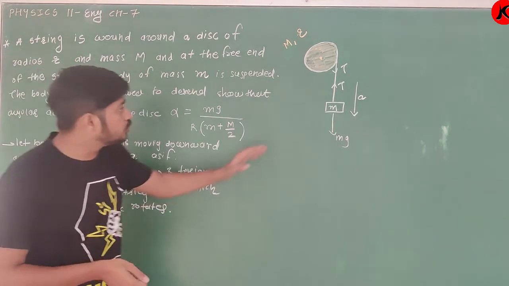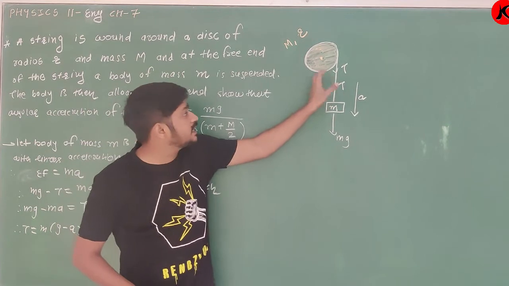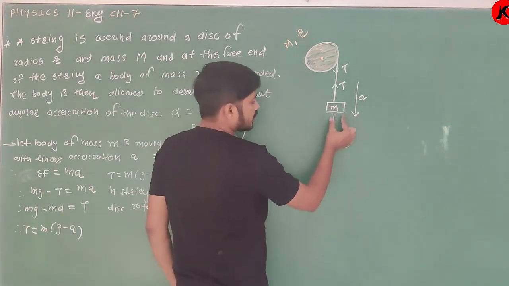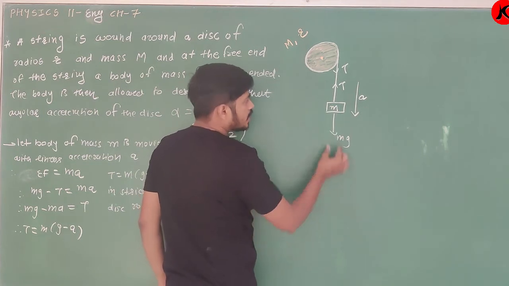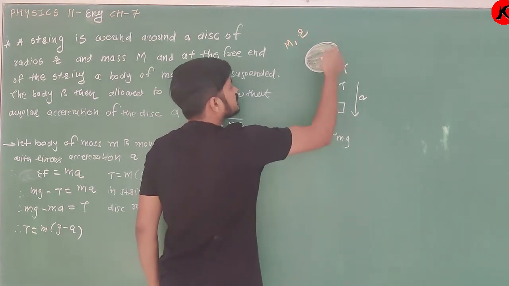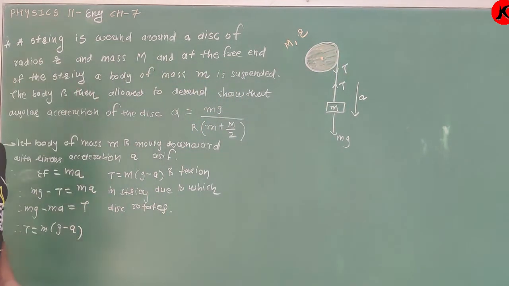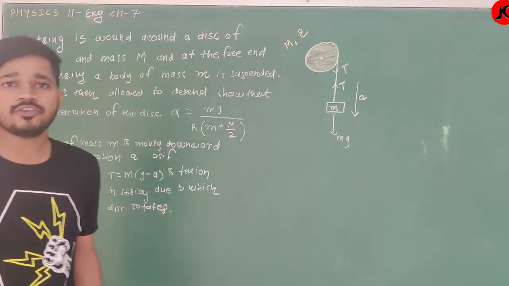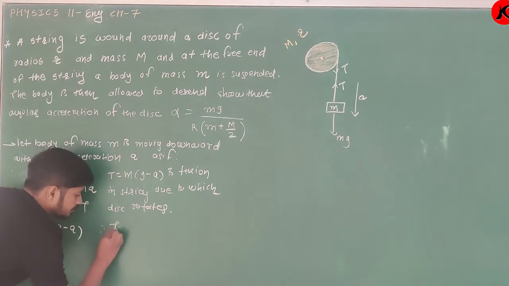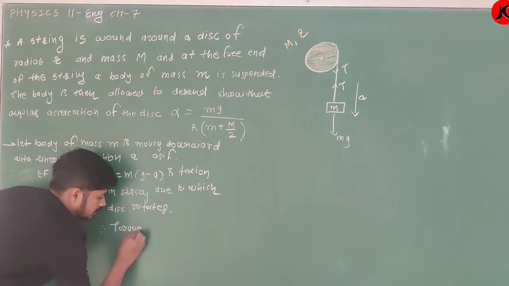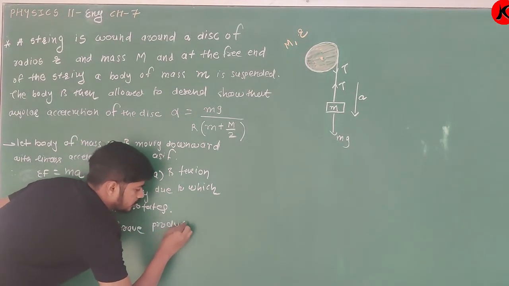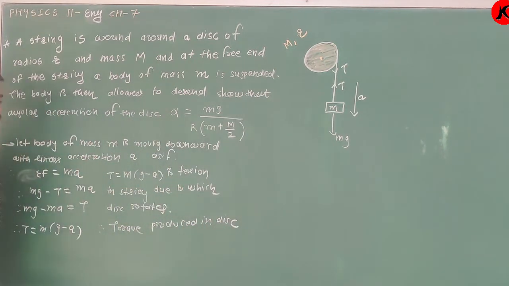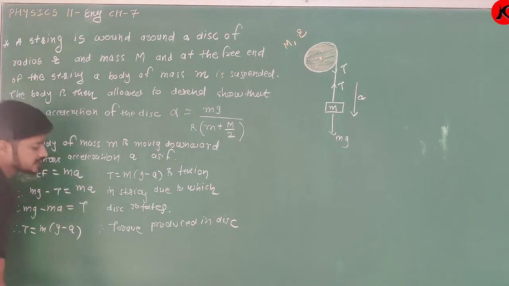Yes. Due to tension produced in the string, this disk rotates. See what happens: this block is descending. So this disk will perform rotational motion, and if it is performing rotational motion, then torque is produced in the disk. See carefully, torque produced in disk.